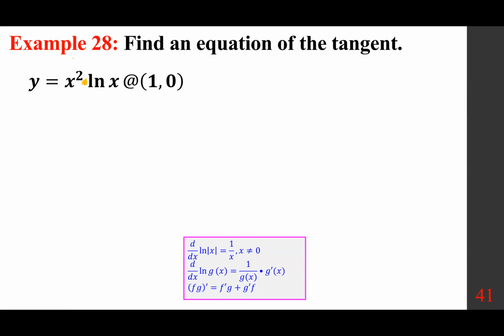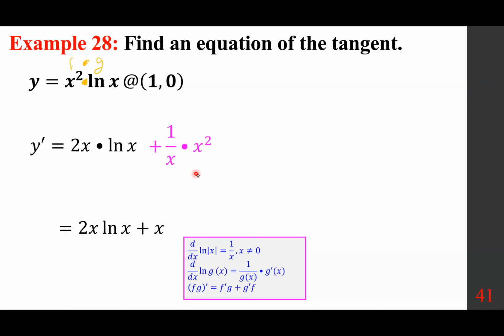So I'm going to call this f times g. According to this formula, f prime is 2x times ln x plus g prime, the derivative of ln x, which as you know is 1 over x, times x squared. A simplification, this is fine. This becomes simply x, so plus x.